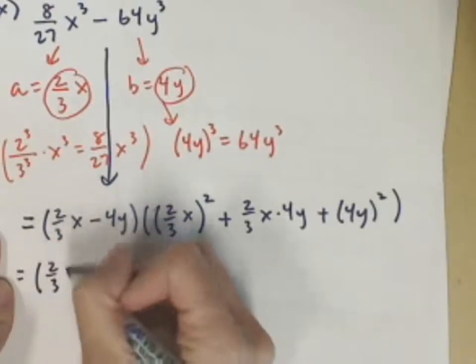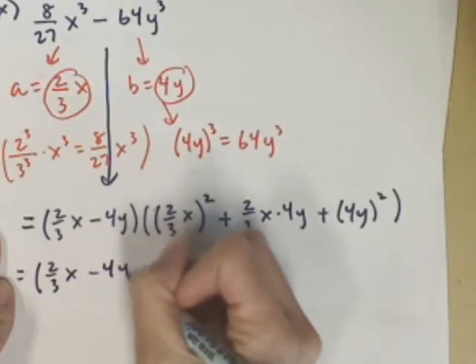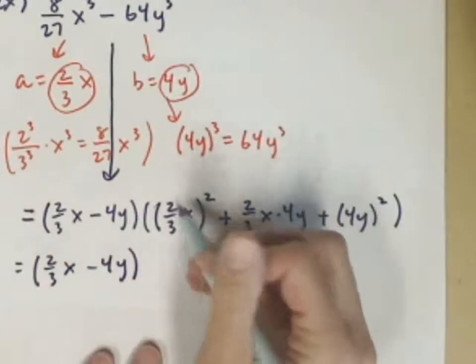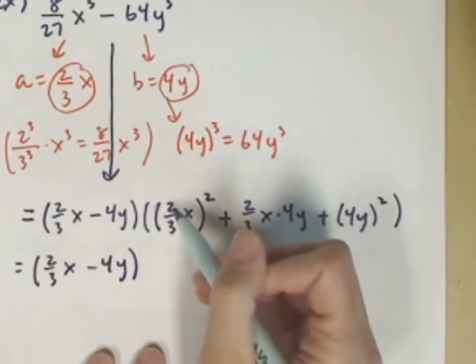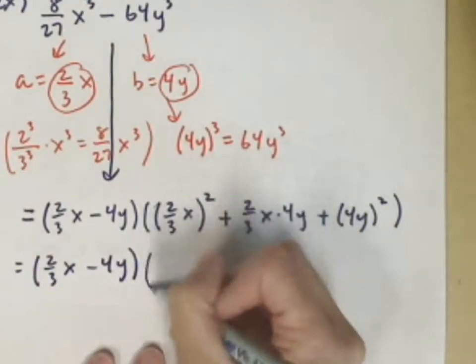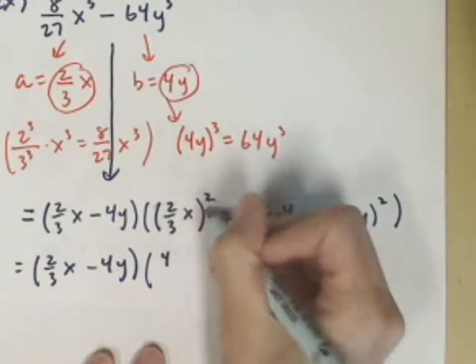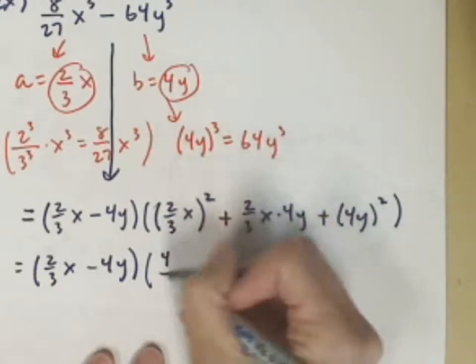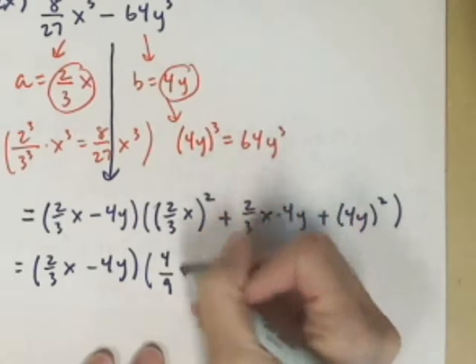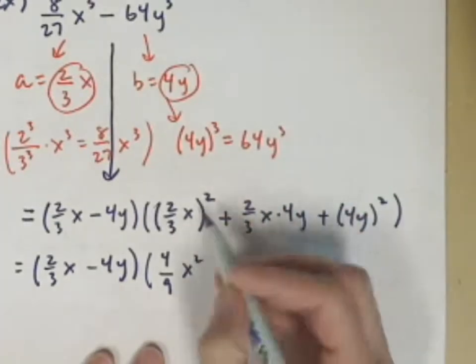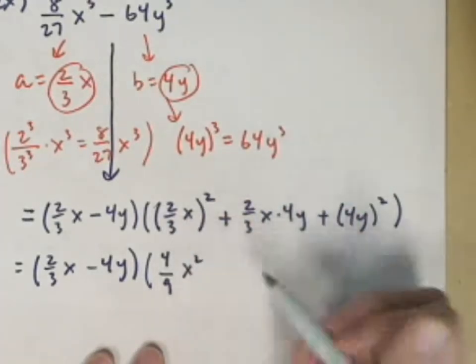The first set of parentheses can stay. Now I'm going to square the 2/3 x. I square the 2 to get 4, I square the 3 and I get 9, and I square the x and I get x squared. See how I did that? So 2 squared, 3 squared, x squared.